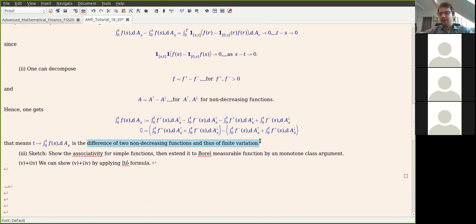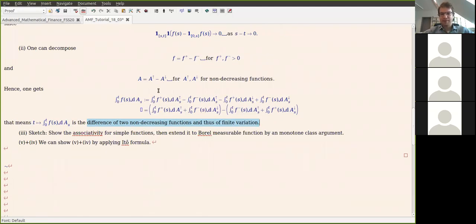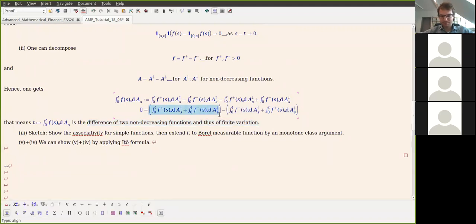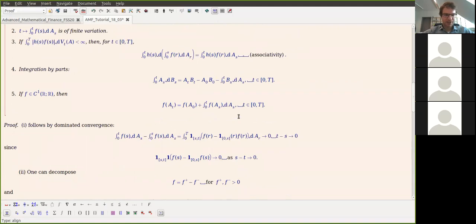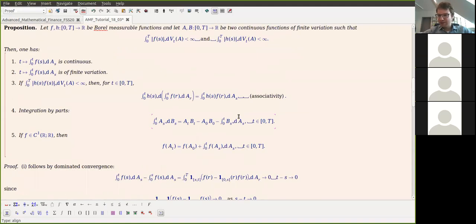And since the finite variation is, in the end, just a norm, oh, I'm running out of time. Okay. So you have a difference of finite variation processes, meaning this is again of finite variation. And now, I will probably be gone in a few minutes.